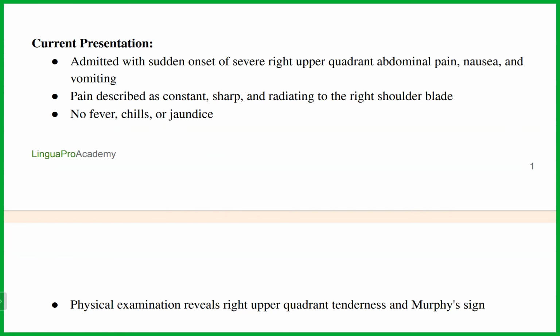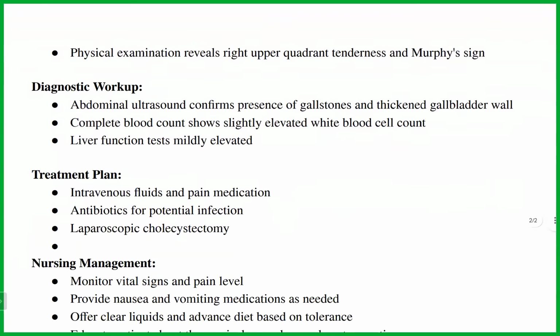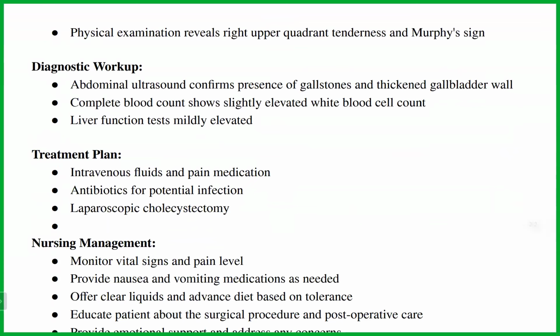These are the pain details. And the physical examination revealed right upper quadrant tenderness and Murphy's sign. So that also we need to write. When they did the diagnostic procedure, the abdominal USG confirmed the presence of gallstones and a thickened gallbladder.